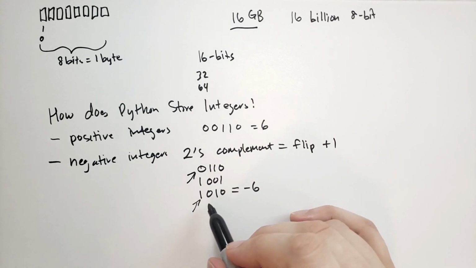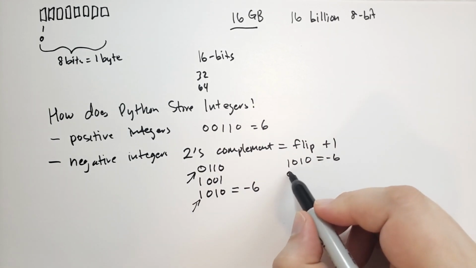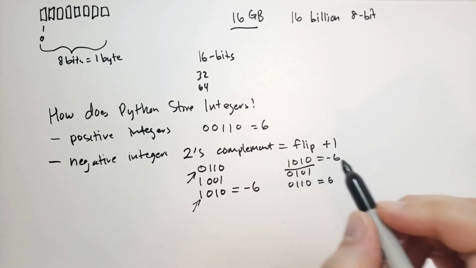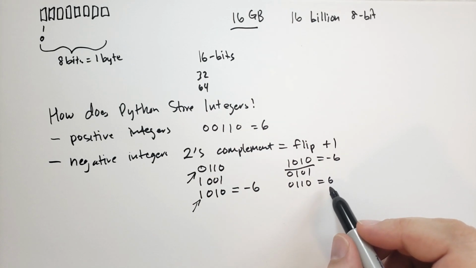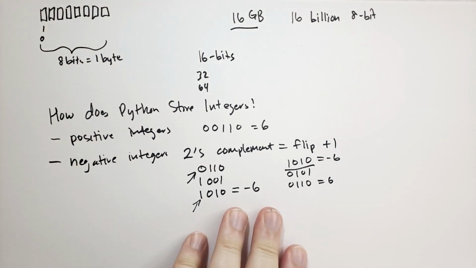And if you have a negative number, you want to get the positive. Let's do this. So this is negative 6. Let's flip the bits and add 1. And that's 6. So we know that this number here is negative 6 because when we flip it, it goes back to 6. That's how you represent negative numbers in 2's complement.